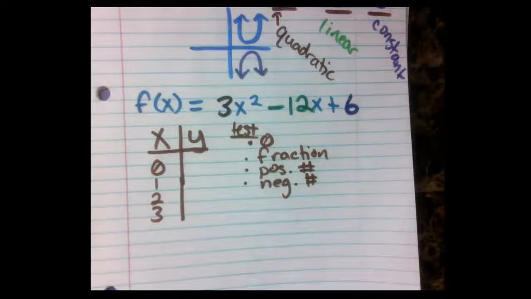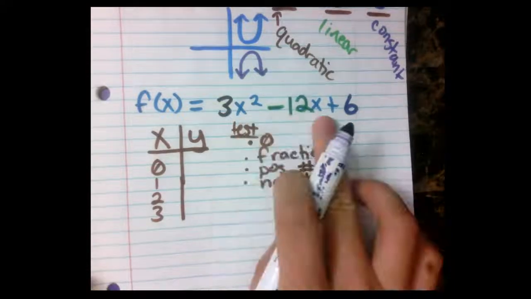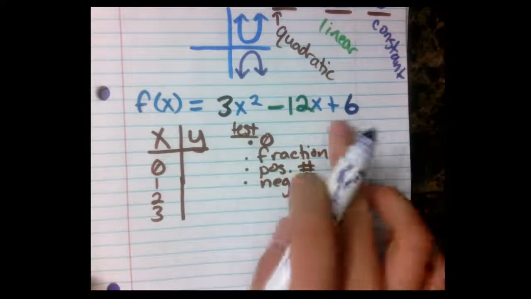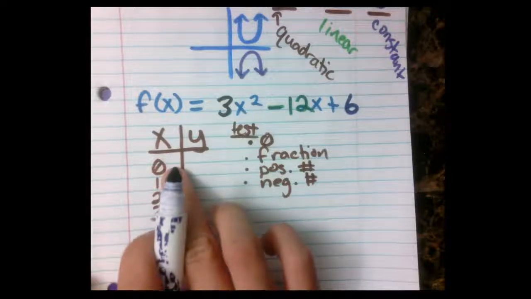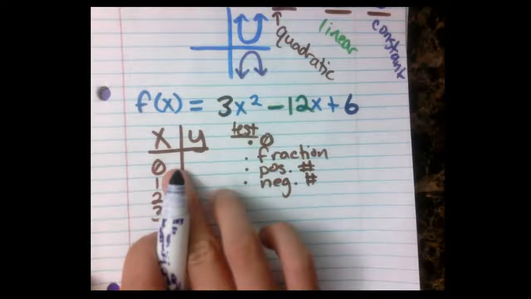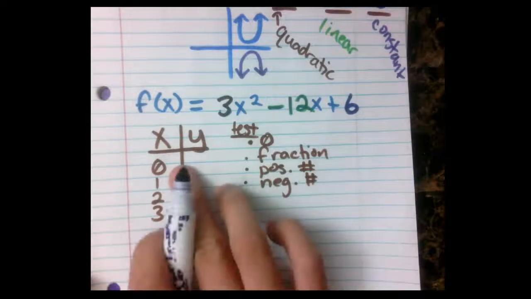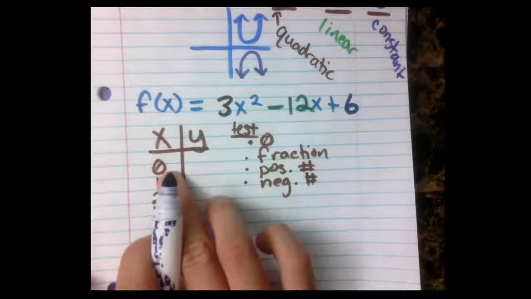All right, I'm going to go ahead and plug these in. I'm going to change colors just for kicks, really. But in our equation up here, we had our 3x squared, minus 12x plus 6. Let's go ahead and test 0 first. And the reason why I always say test 0, there's actually another reason. We'll get to it a little later in this lesson. But the reason you test 0 is because it's easy.